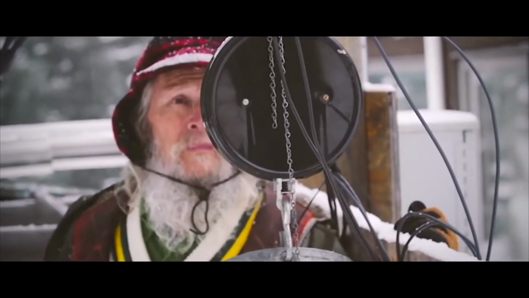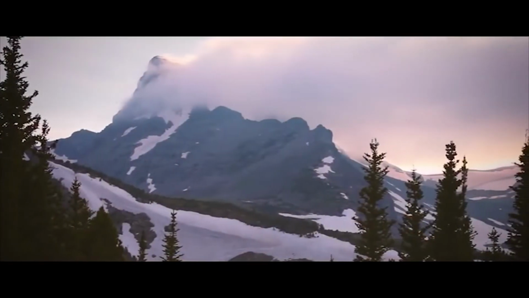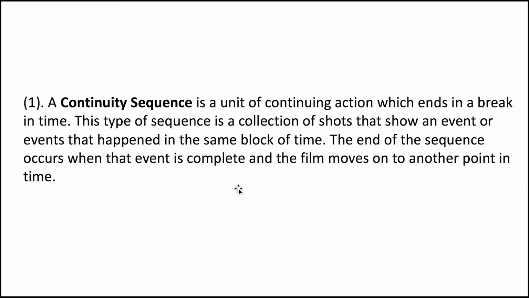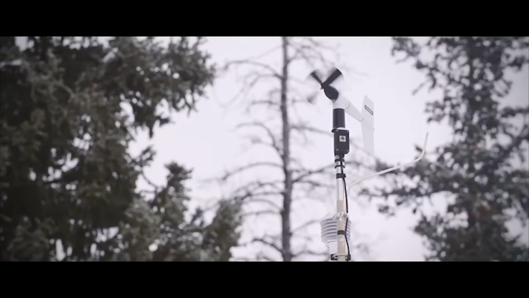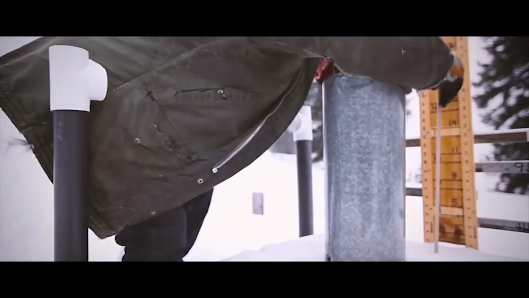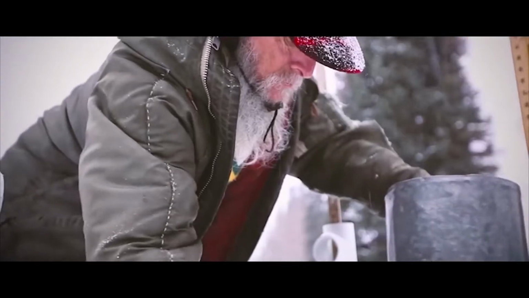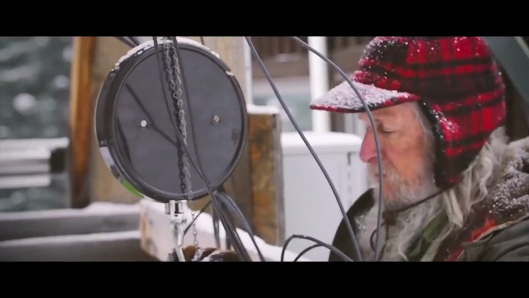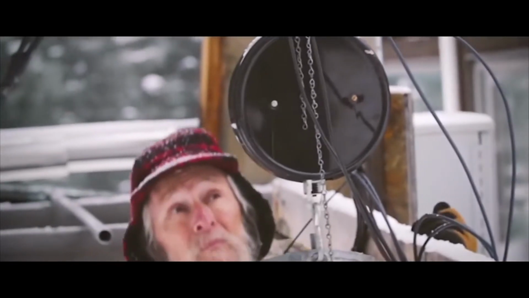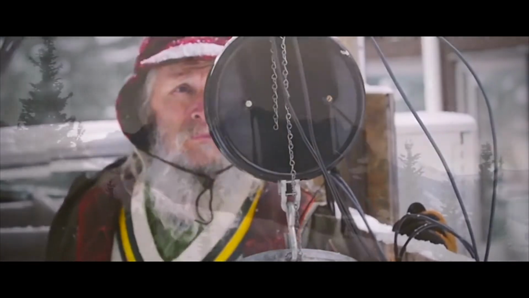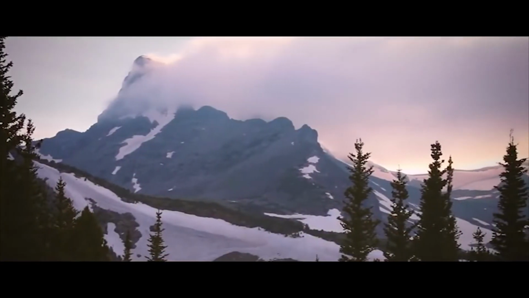As you can see, this sequence of shots is about how Bill collects the snow. And as the topic moves on to the next topic, the shots also move on to a wide shot, the empty shot of the snow mountains on the far side. That ends this sequence and starts another sequence.